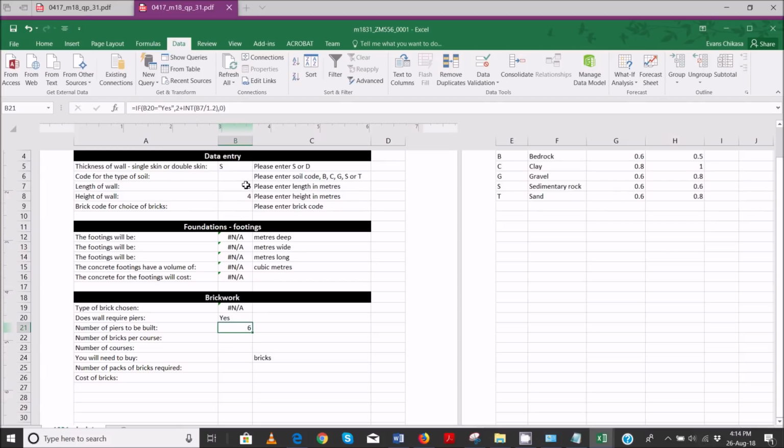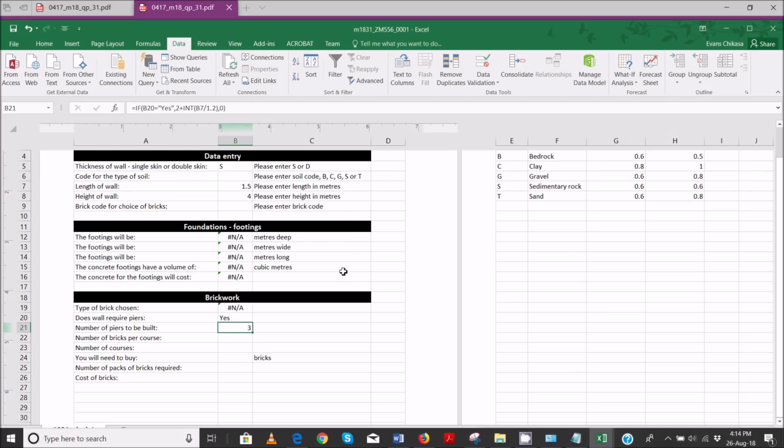So let's test it. If I have a wall which is 1.2 meters long, I don't need any piers, do I? So does it require piers? You say no, because here it doesn't require piers. But let's say I have a wall which is 1.5 meters long, does it require piers? Yes. How many? 3.